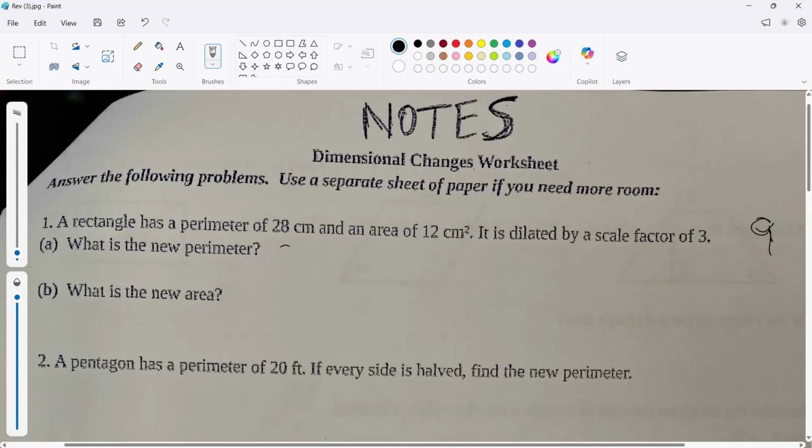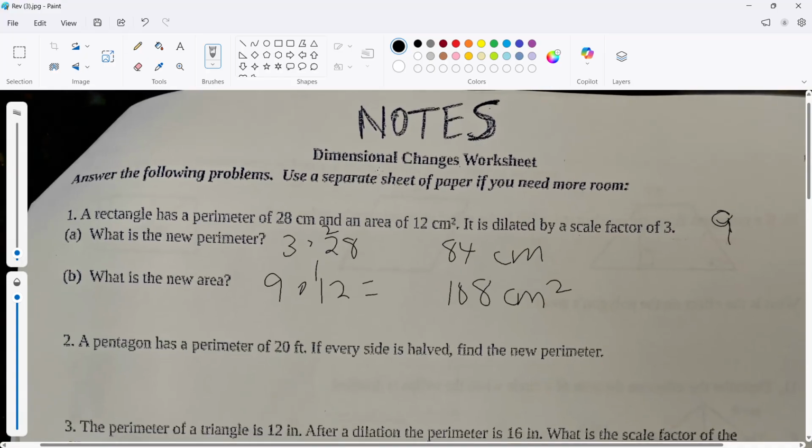The new perimeter is 3 times 28, which is 84. The new area is 9 times 12, which is 108 centimeters squared. This is centimeters.